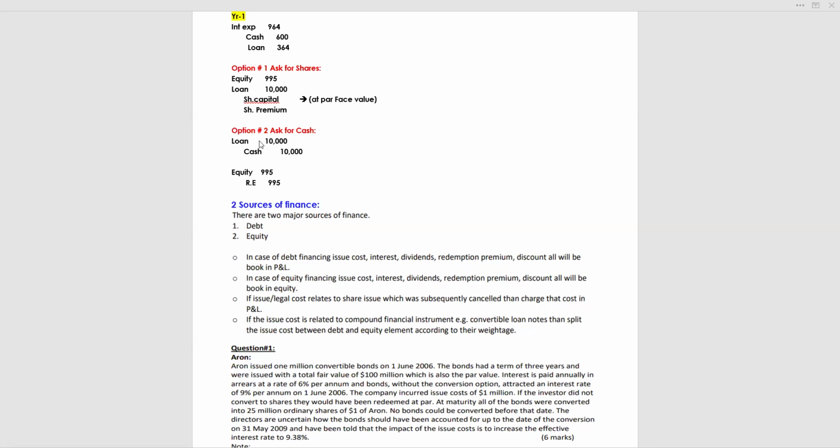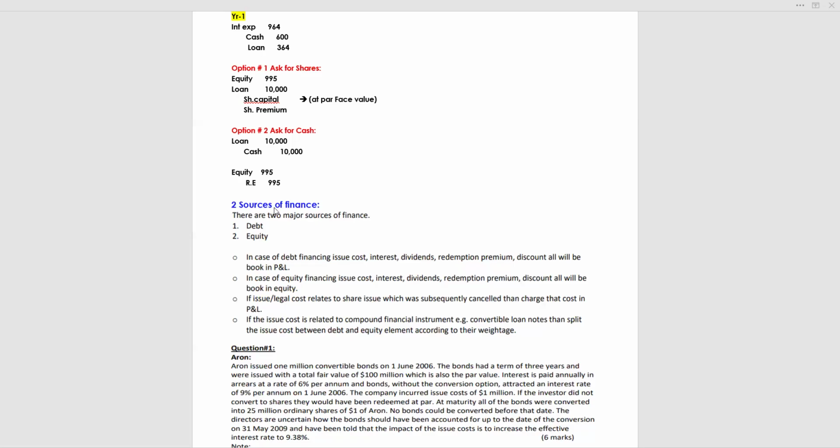Now, what if the investor asks for cash? The entity will make loan payable debit and cash credit, because you are going to repay their amount. Equity debit, retained earnings credit, 995 and 995.